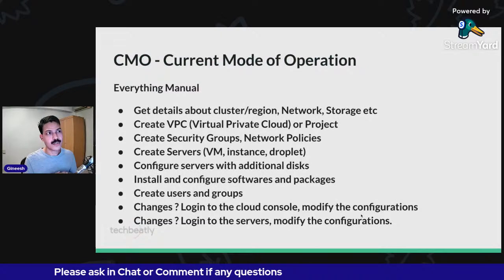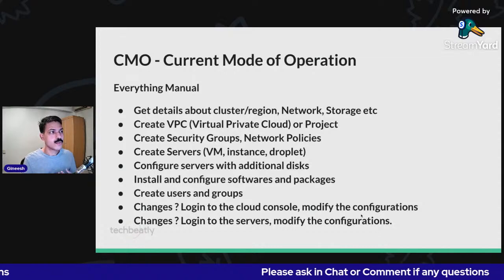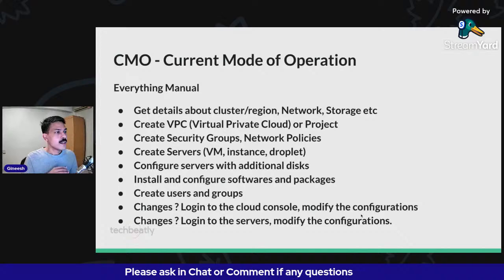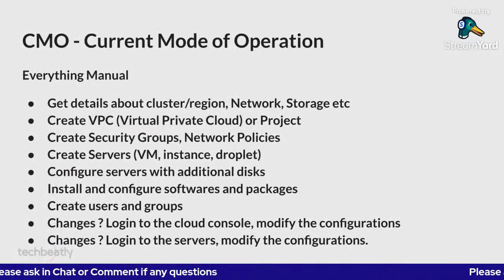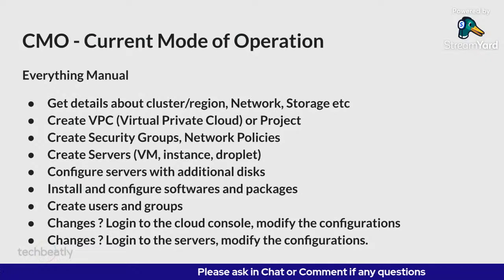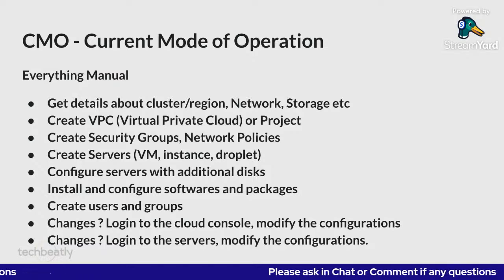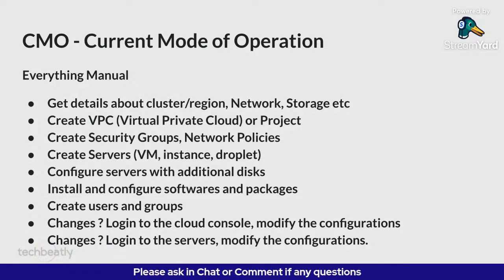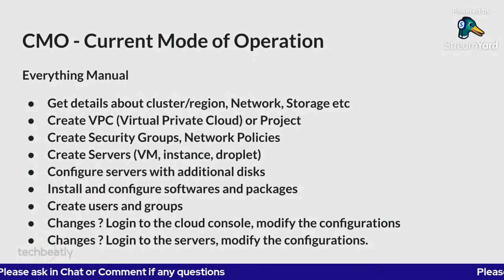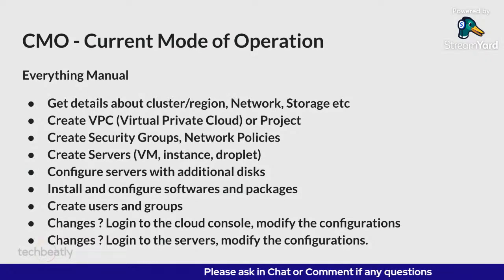So the current mode of operation for the infrastructure, I think I don't need to explain much, is manual, everything manual. You get the details about the cluster, let's say if you are in AWS, or GCP or Azure, or maybe your VMware private cloud, whatever it is. You get the details about the cluster, region, the network, storage, etc. Then you create the VPC maybe. Then if you are on GCP, you create the projects. Then you create the security groups, network policies, network access control lists. Many things. Then you have to create the actual servers, virtual machines, or EC2 instances, or whatever you call droplets in DigitalOcean. So you have to create everything manually.